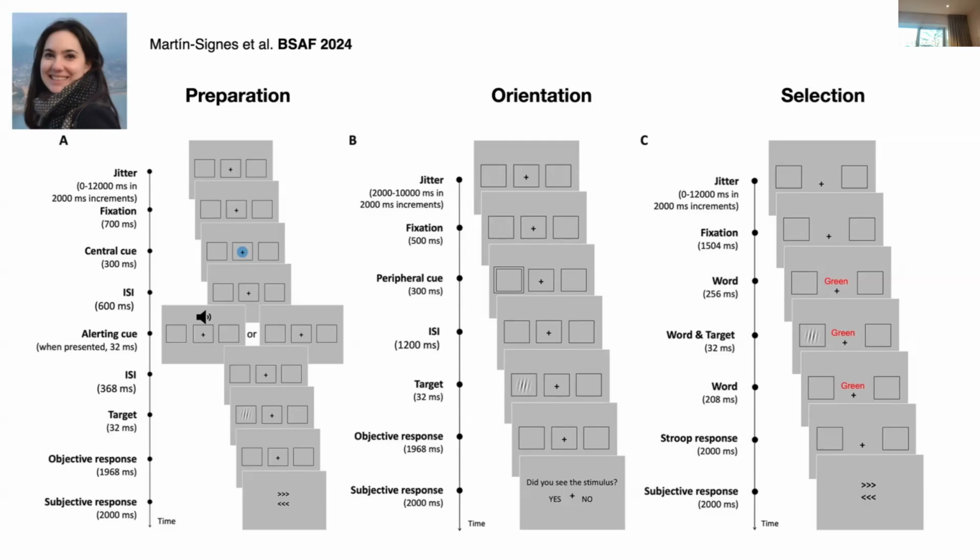And then you can have the selection, where I give you a symbolic cue that will tell you if it's green that it will appear on the left, and when it's blue, it's going to appear on the right. So you're going to use more cognitive abilities to convert this symbolic cue to make a selection on the side where you're going to make your detection.